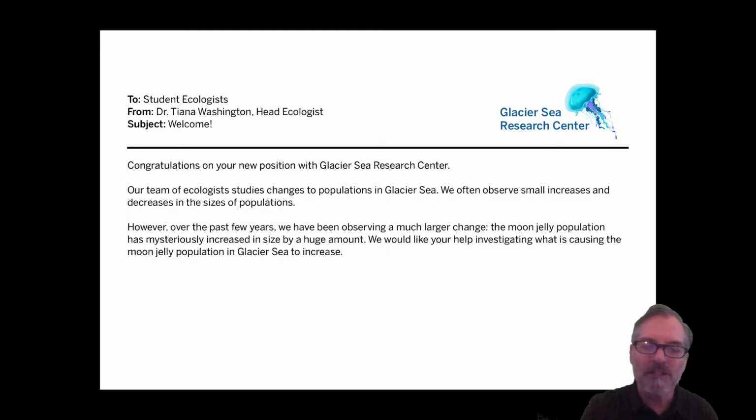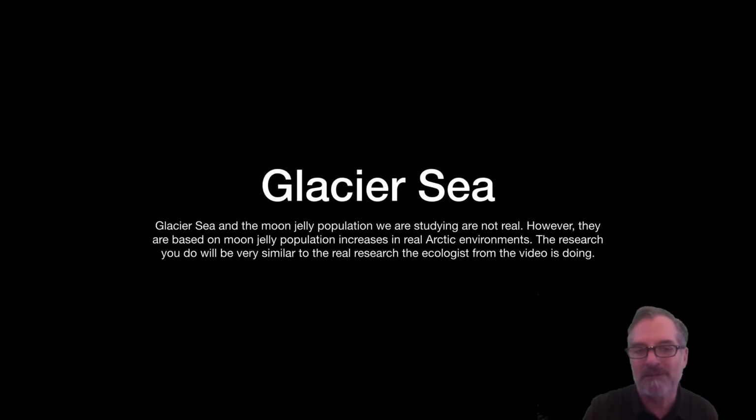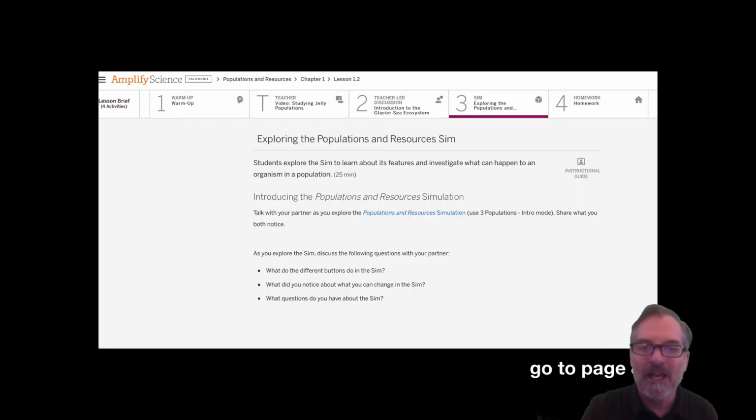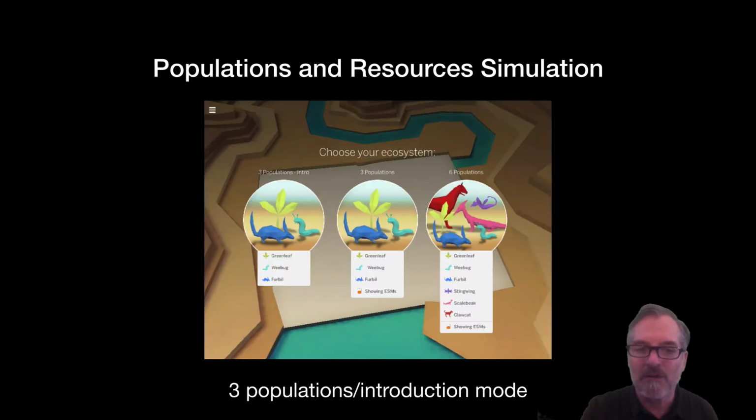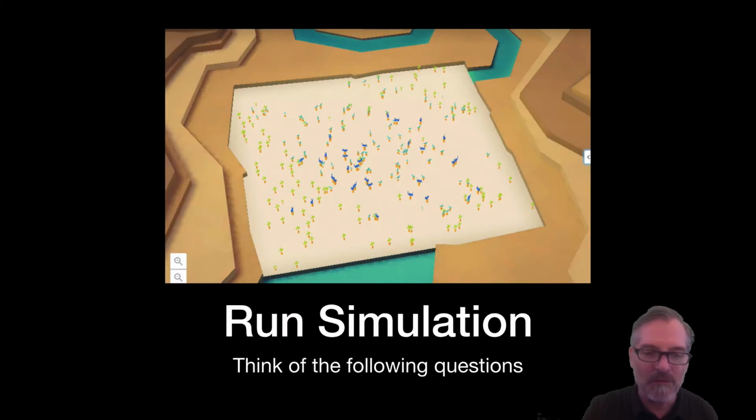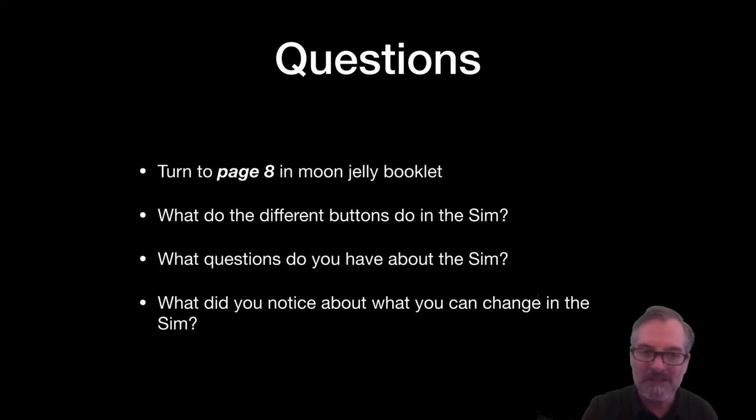Ecologist. So then you got your letter from the Glacier Sea Research Center. Congratulations on your new position, you're part of this team of ecologists, and you have to figure out why the moon jellies are increasing. Okay? And then we went to our simulation right here. Remember how to get to that. We click on here. We got to play around, run your simulation, ask some questions.